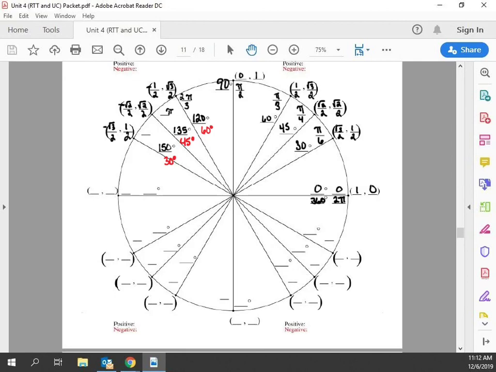45 was what? Pi over 4. You subtract 1. 30 degrees was pi over 6. You subtract 1. You've been gone for a while. You missed some good stuff.